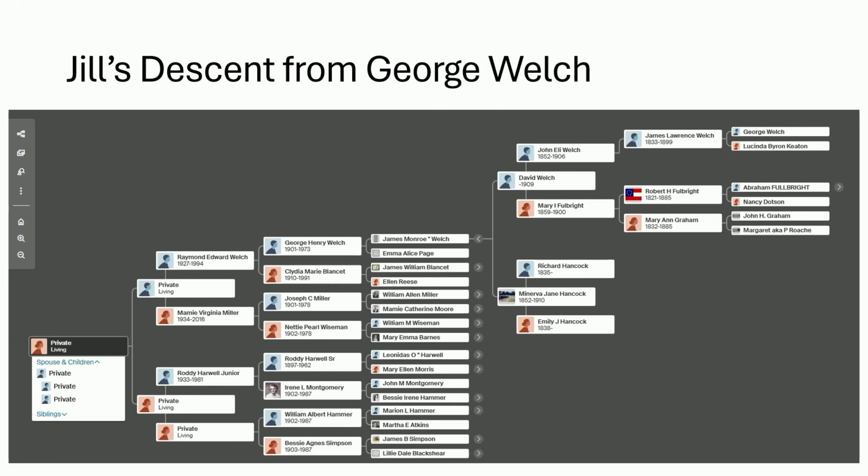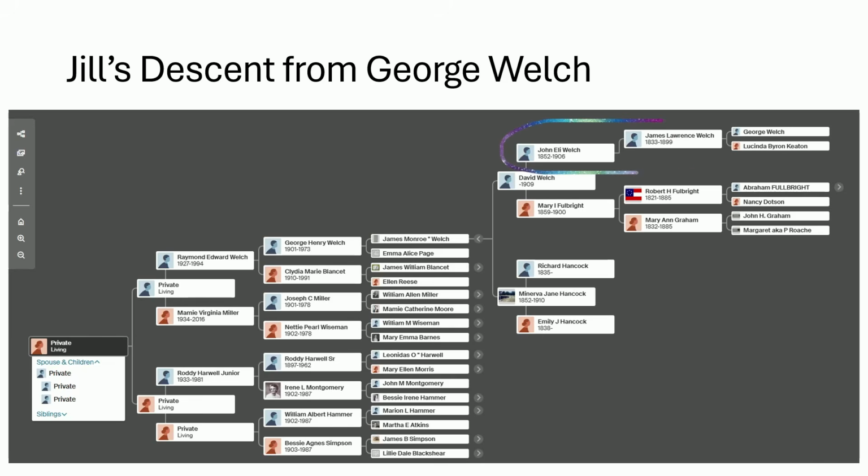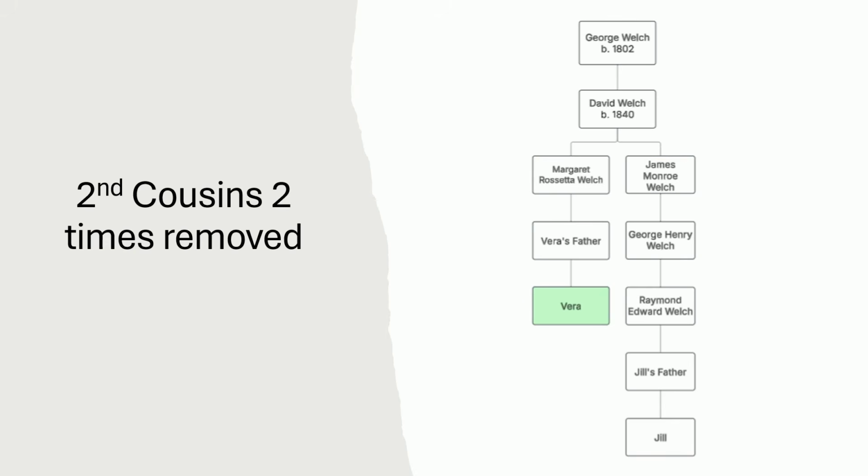So looking at Jill's descent from George Welch, I noticed that it was really far back where George Welch was and looked odd. So I charted this out and it showed that Jill and Vera would be third cousins 4 times removed, and that seemed wrong. So I went back and looked at the tree again, and I noticed that there were a couple extra ancestors in here that could be deleted that are incorrect. David Welch, who died in 1909, is the son of George Welch and Lucinda, so these extra 2 ancestors were just added by mistake, probably. So now that I fixed the descent line, Vera and Jill are second cousins 2 times removed.